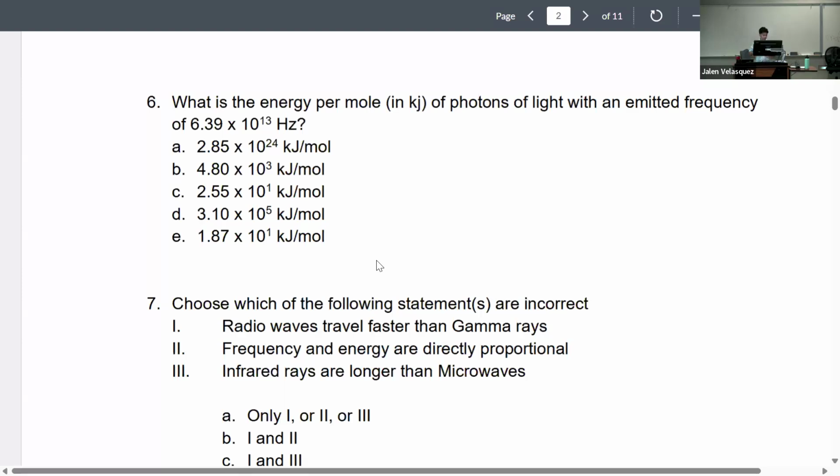All right. So what are we thinking here for number 6? What is going to be our answer choice? Good. It should be C. So you should have 2.55 times 10 to the 1 kilojoules per mole. So which energy equation was used here? Good. Planck's constant times the frequency, right?